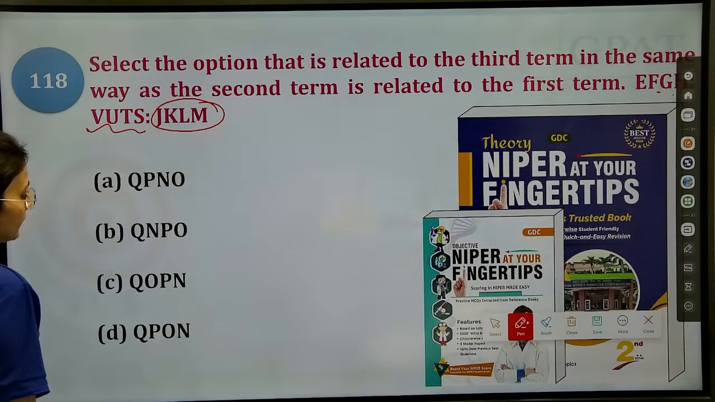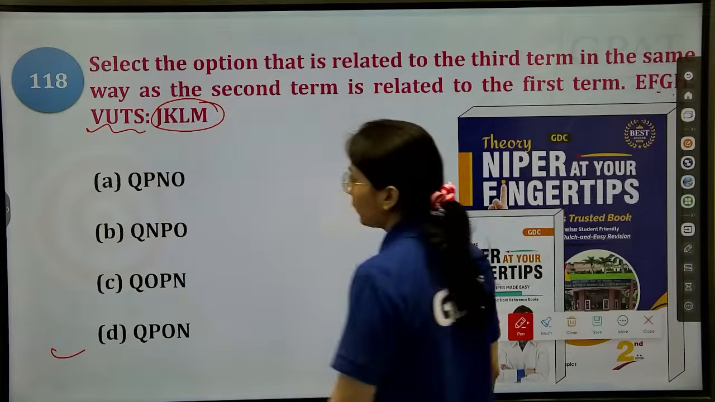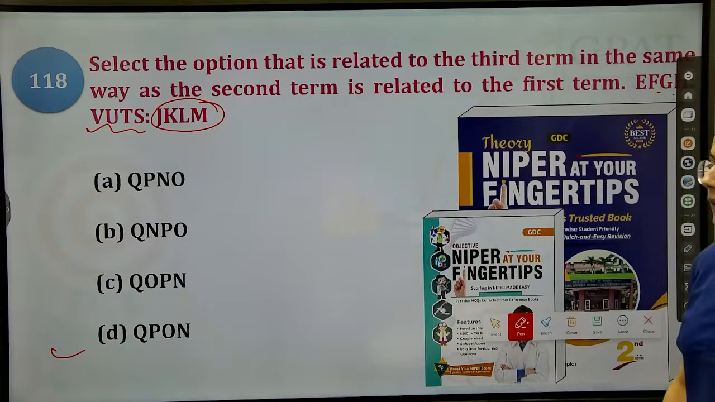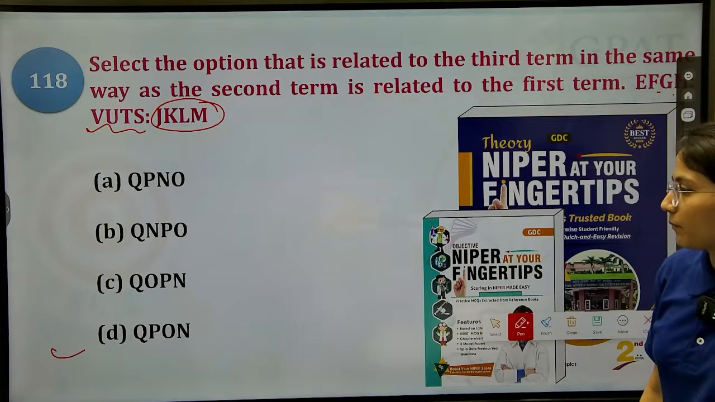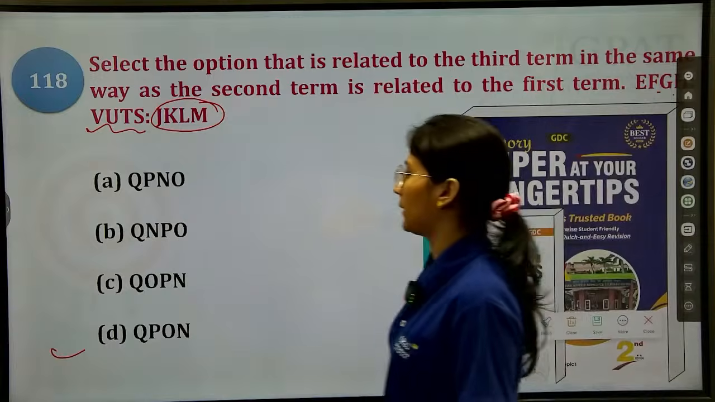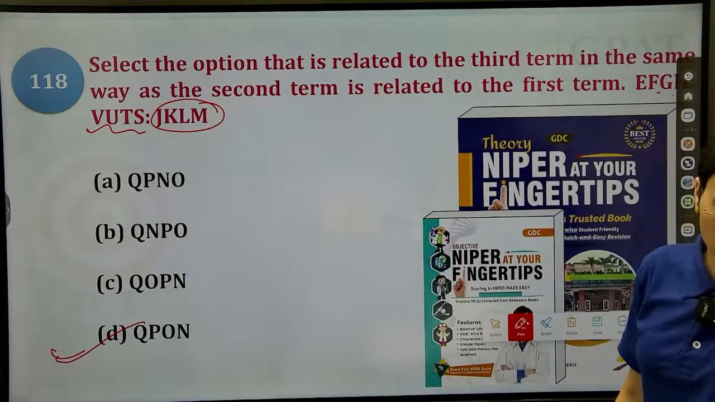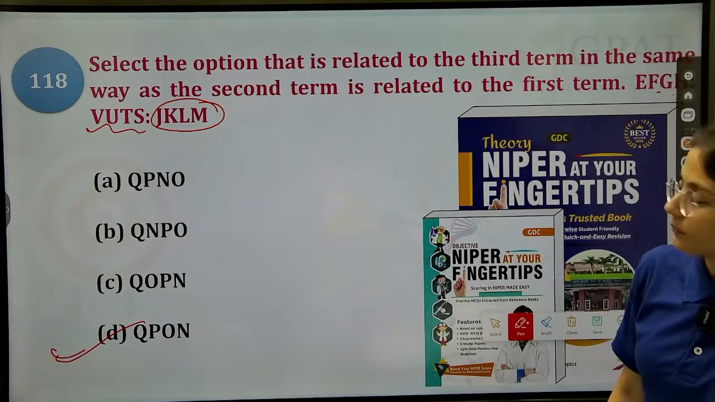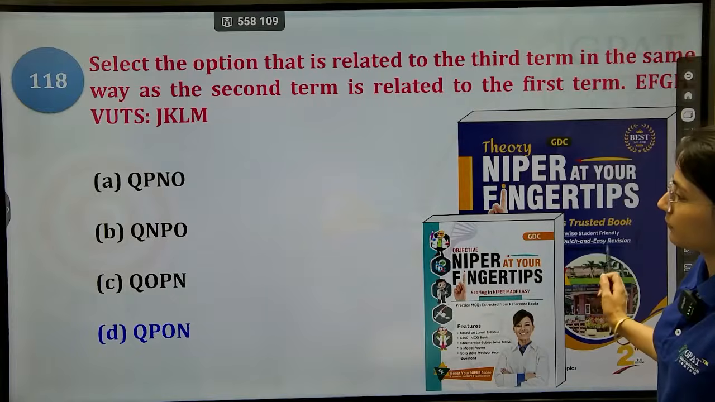HVUTS JKLM, that is QPNO, QNPO, QONP, QPON. That is QPON. Now move to the next question.